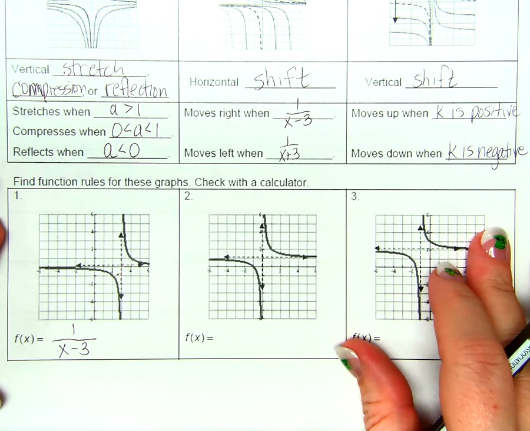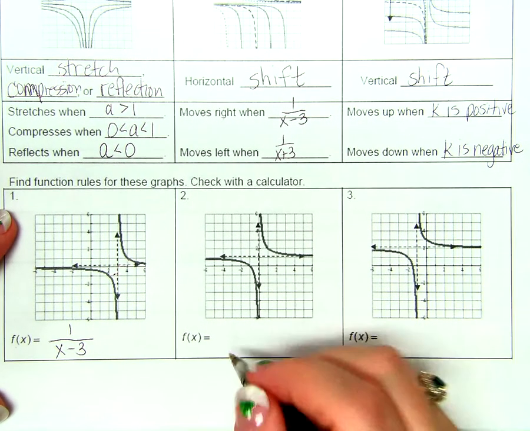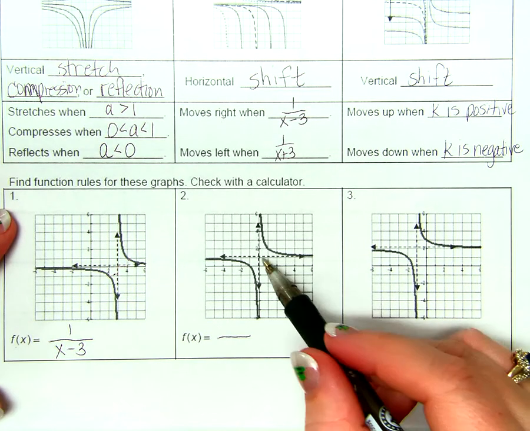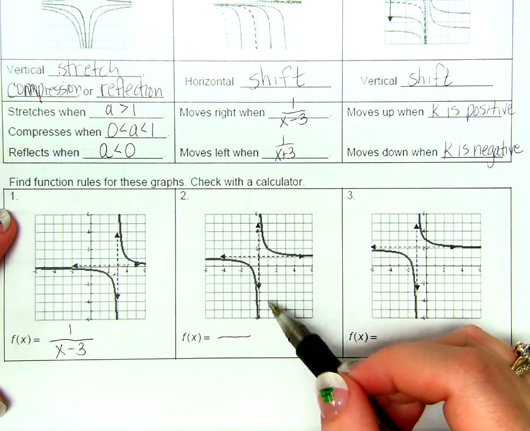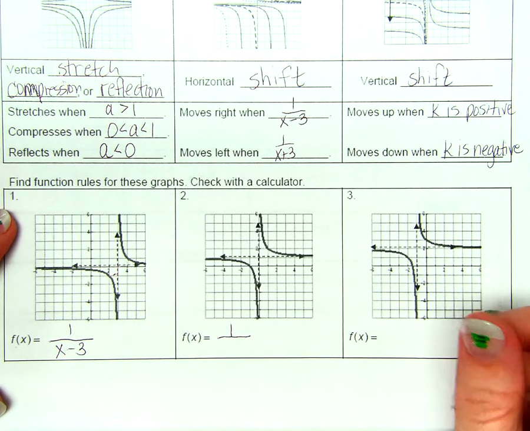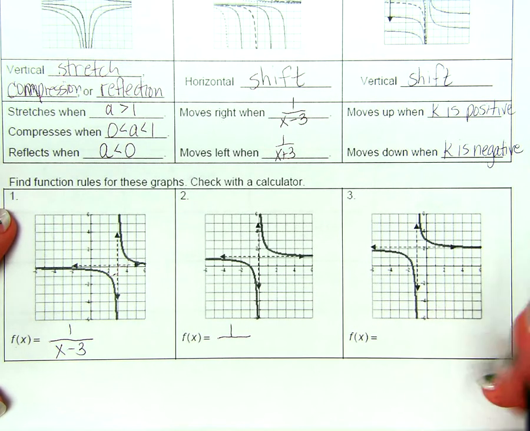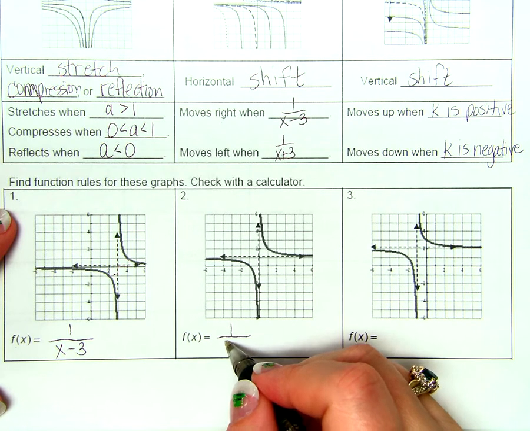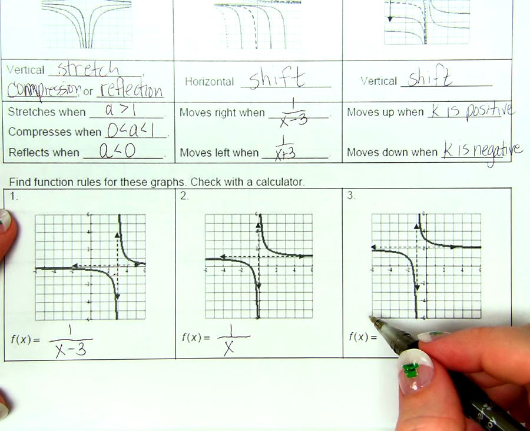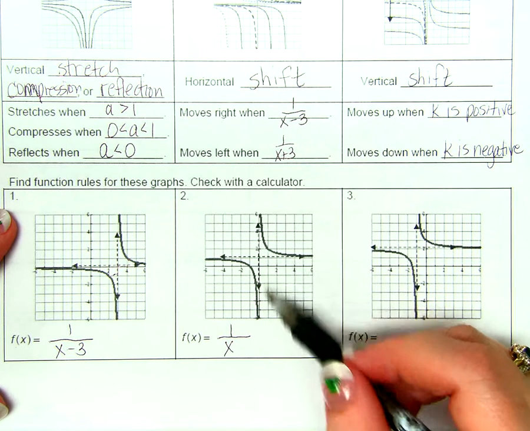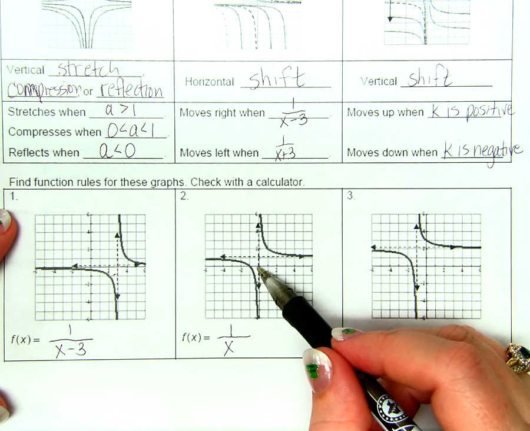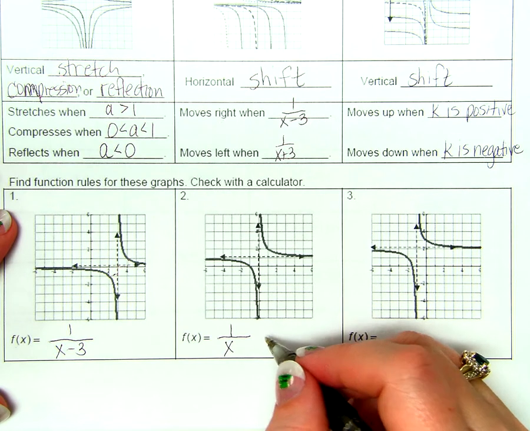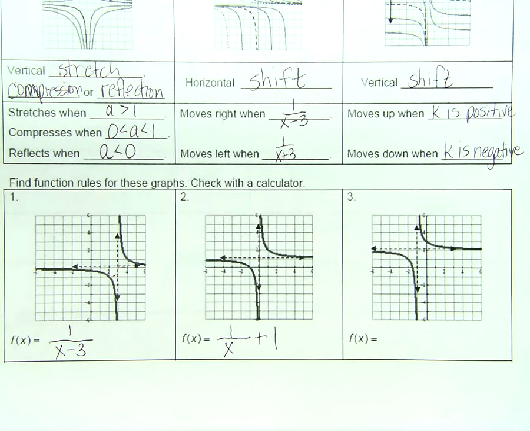So what about problem number 2? Is there a multiplier? No. Is there a horizontal shift? No. So what goes down here? X. And is there a vertical shift? How much? So what goes where? Plus 1. Done.